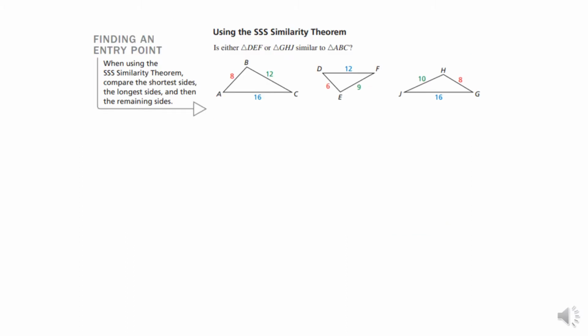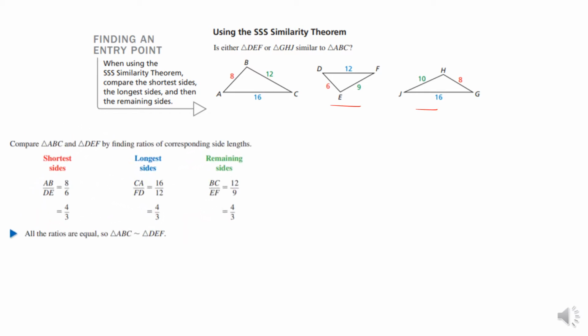Okay, so they want you to use the side-side-side similarity theorem to find out if either of these triangles is similar to ABC. Here's their first step: they're comparing ABC and DEF by finding the ratios of the corresponding sides. Before you worry that you can't tell what the corresponding sides are, just go small, medium, large. So here's my small one. I go over here, here's my small one.